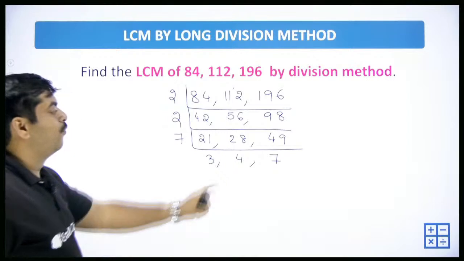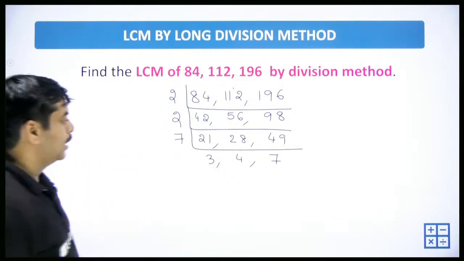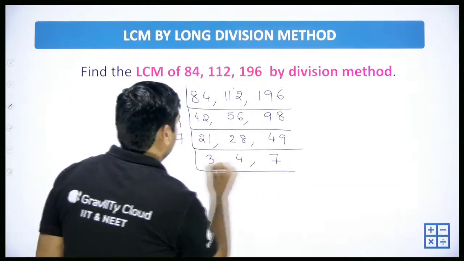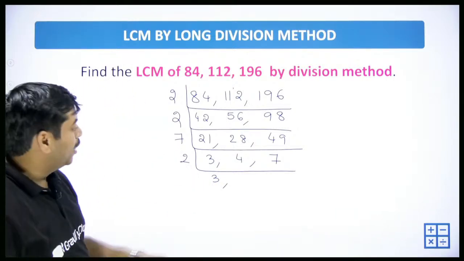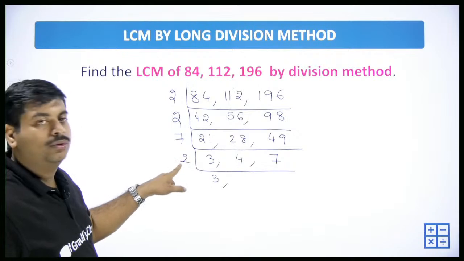Is there any other number? 4. 4 is still not a prime number. Okay, so we'll divide with 2 first of all. 3. Now see here, we cannot divide 3 with 2.